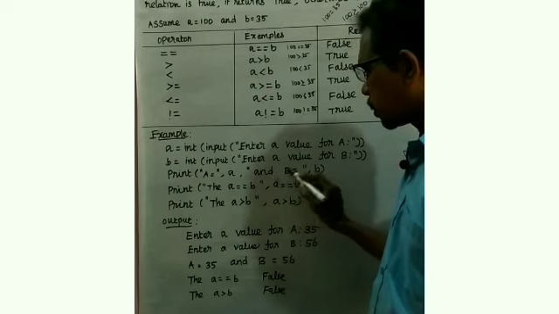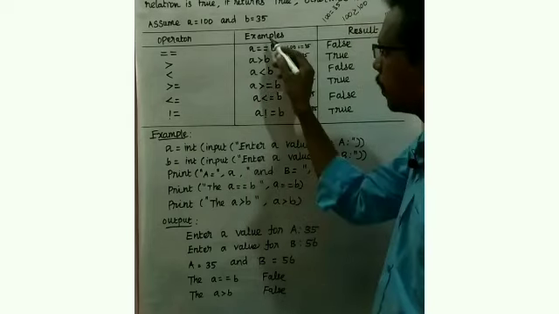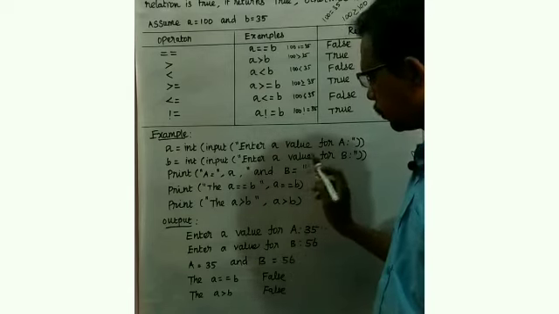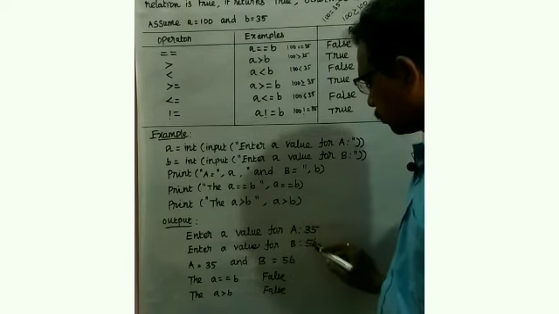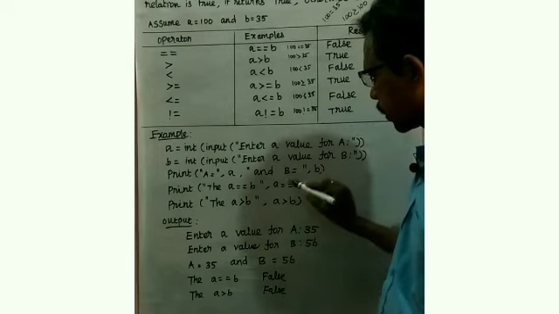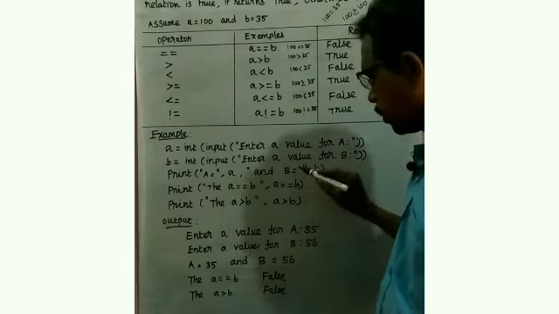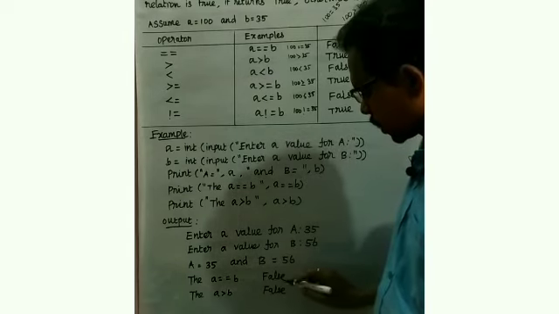Next one, a equal b, that is to check the condition, similar to the example I have given here. So what input values did we accept? A value 35, B value 56. So it will check the condition: 35 equal to 56. The condition is false. So see, the result here is false.